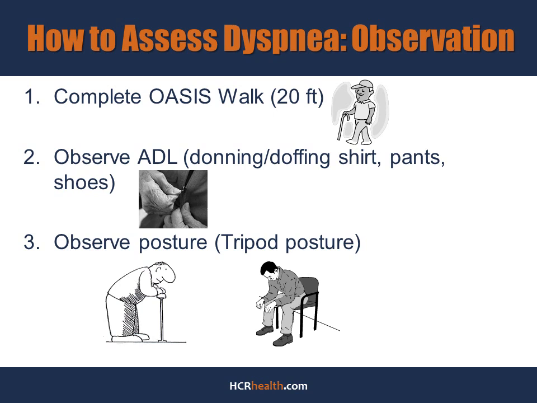When assessing dyspnea, make sure you are observing the patient completing activities, much like you would with the pain items. You would need to complete an OASIS walk when you assess other OASIS items, so this is a great opportunity to observe for dyspnea as well. You will also be observing some ADLs when you have the patient complete skin checks or when you're completing your heart or lung auscultations. Additionally, when you're interviewing the patient, you should be looking for postures that indicate dyspnea, such as the tripod posture depicted.